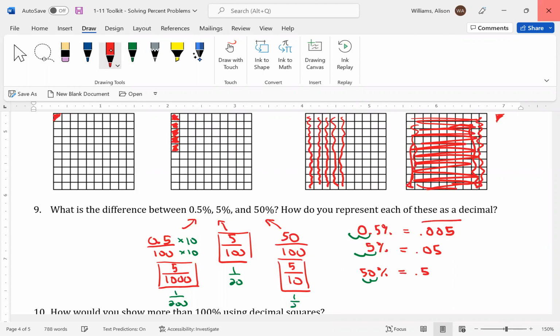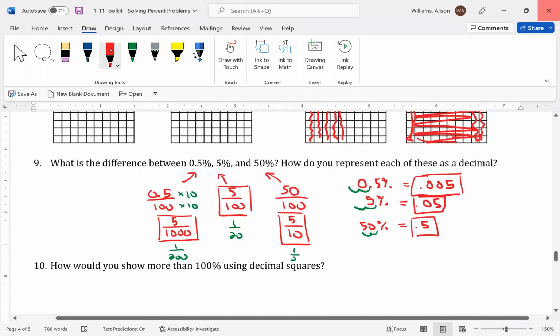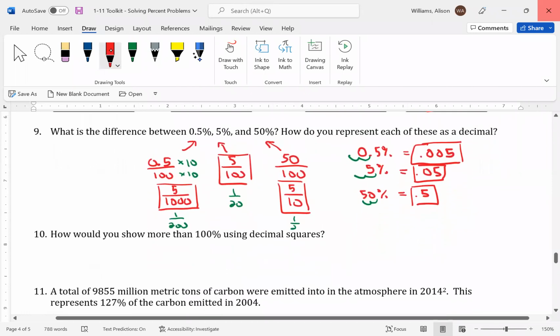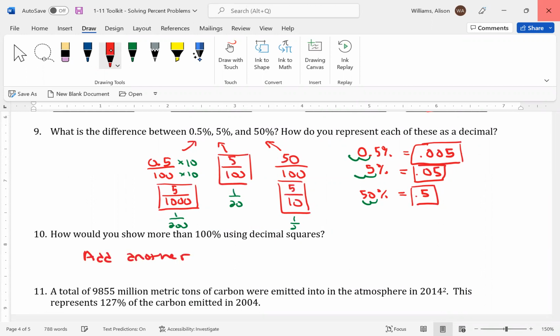So we have fraction representations or we have decimal representations, and we can see that the further that 5 gets away from the decimal, the smaller the amount we're looking at. How would you show more than 100% using decimal squares? Well, you have to add another set. You would need to add another decimal square.